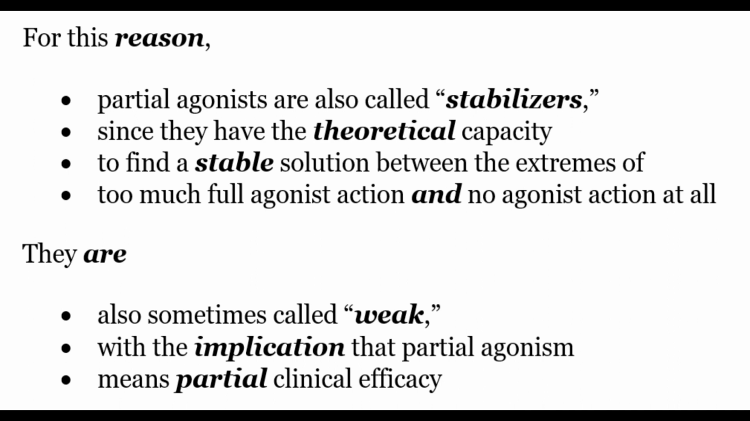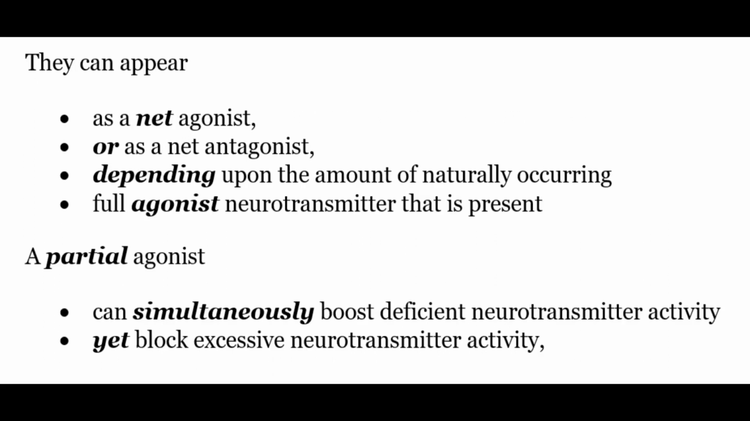For this reason, partial agonists are also called stabilizers, since they have the theoretical capacity to find a stable solution between the extremes of too much and too little. But they are also sometimes called weak, with the implication that partial agonism means partial clinical efficacy. And they can appear as net agonist or net antagonist depending upon the amount of naturally occurring full agonist neurotransmitter that is present.